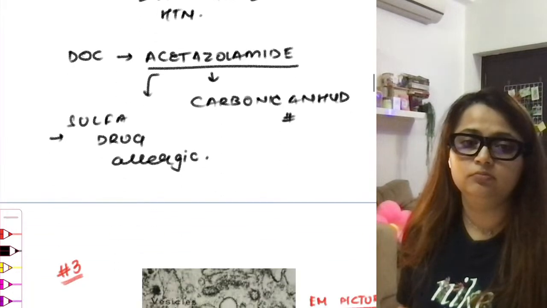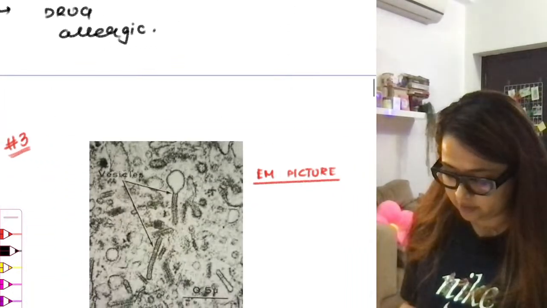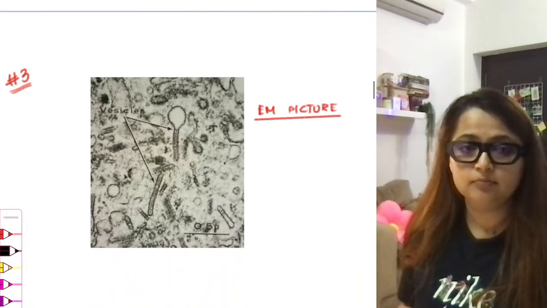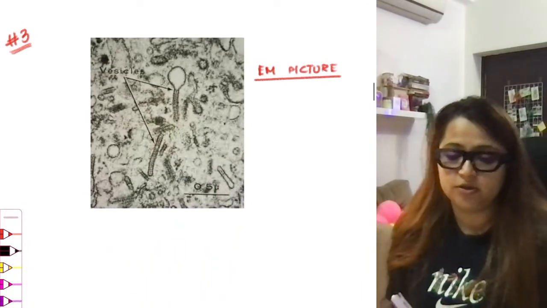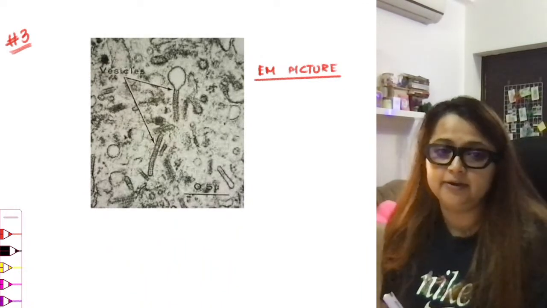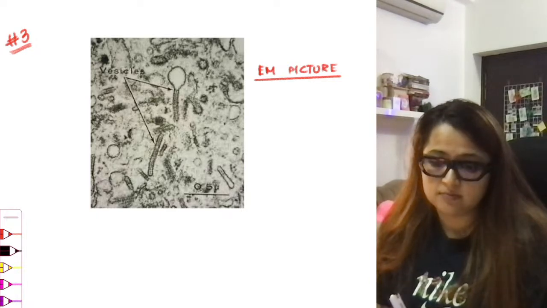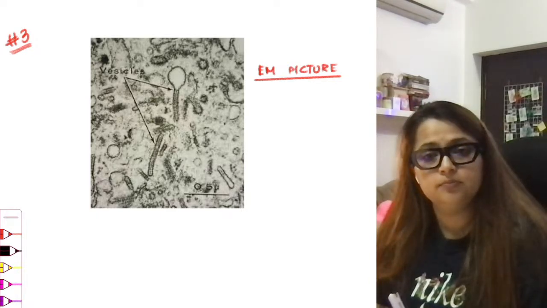Moving on. Look at this picture. Yes, what is shown in this picture? This picture is very high yield, guys. Please know this. What is this?